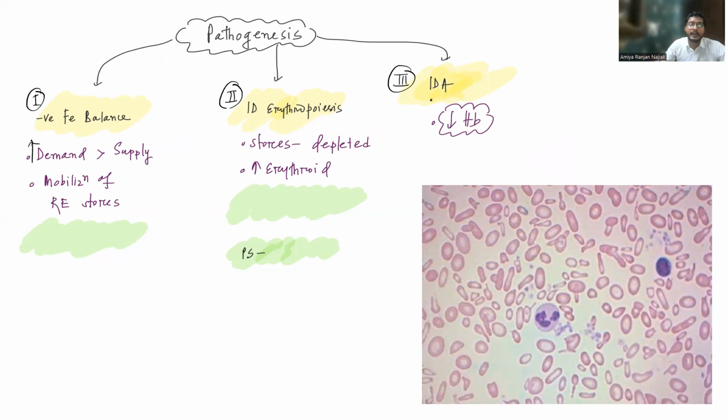Now the body is going to take up the iron from the storage sites. Okay, so as we have discussed, iron is stored in the ferritin, especially in the macrophages. Macrophages constitute the reticuloendothelial system. So now iron will be mobilized from these ferritins inside the macrophages. That is why in the stage of negative iron balance, there will be reduction in the serum ferritin.